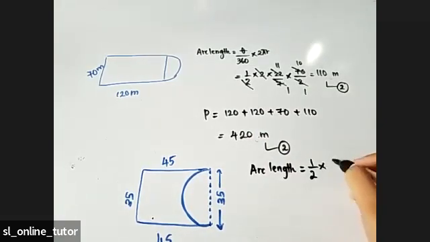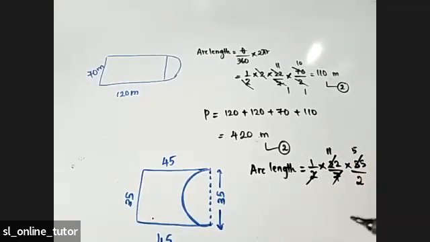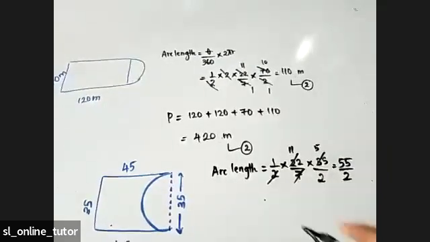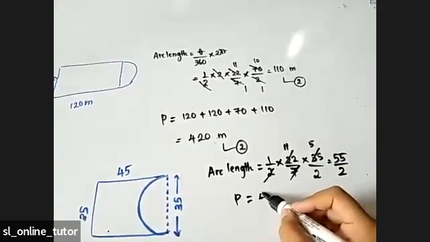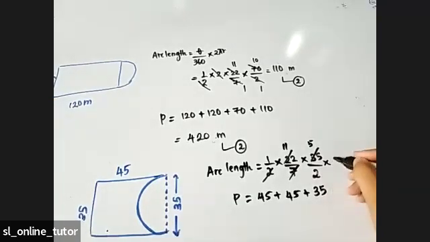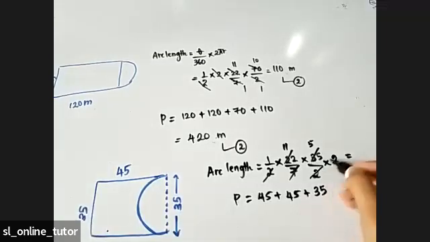Right, it's a semicircle. 35 is the diameter. So radius is half. 2, 11, 7 and 5. 55 upon 2. That is the arc length. Then perimeter is 45 plus 45 plus 2 pi r, right? Yes, half. I have written half pi r. Thank you. 2 pi r. So another 2 comes. Then this cancels. It's easy. 55. Very good.